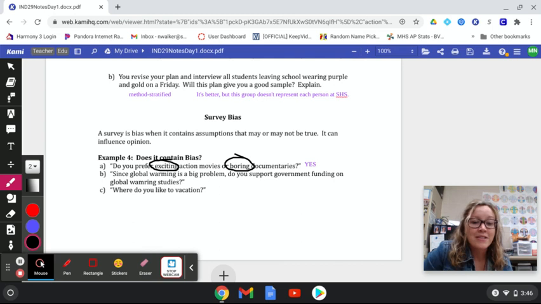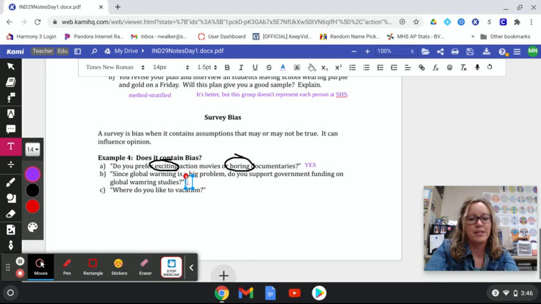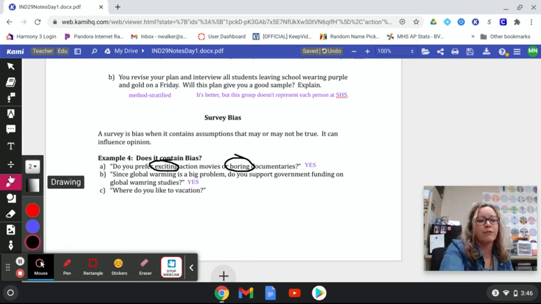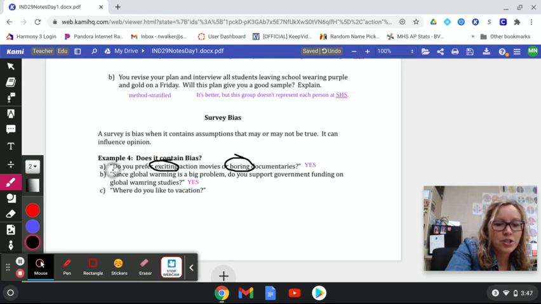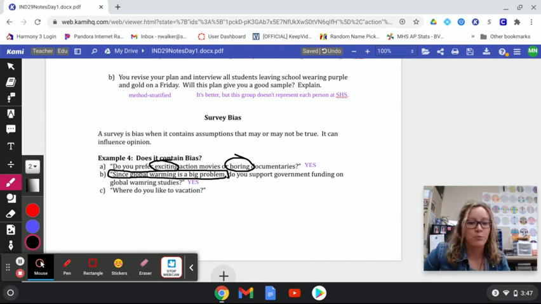On the second one, it says, since global warming is a big problem, do you support government funding on global warming studies? Yes, it definitely contains bias, and the whole first part of this should just be taken out. You just say, do you support government funding on global warming studies? That takes out the opinion part of it.